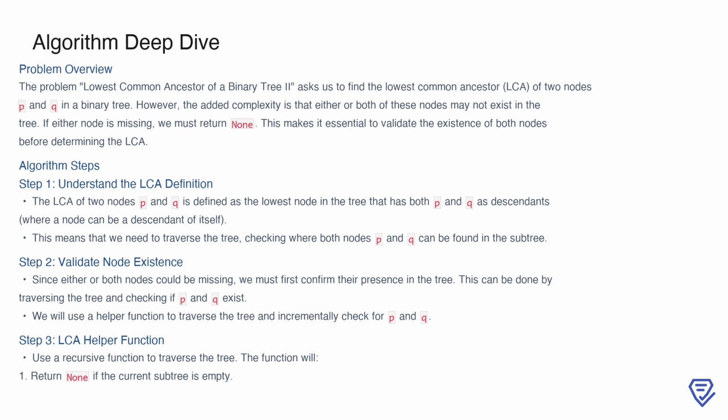The LCA is determined by traversing the tree and finding the lowest node where both nodes exist as descendants. Before we can confidently return the LCA, though, we need to confirm that both nodes are actually present in the tree. This validation step is crucial for handling edge cases where one or both nodes are missing. To achieve this, we'll use a helper function to traverse the tree and check for the presence of P and Q. Once validation is complete, we move on to the recursive logic to identify the LCA itself.